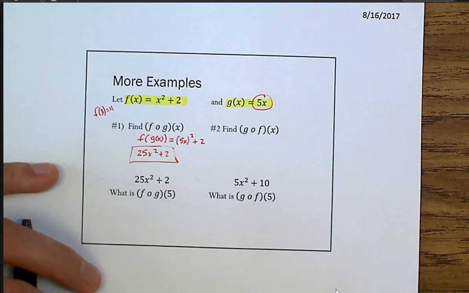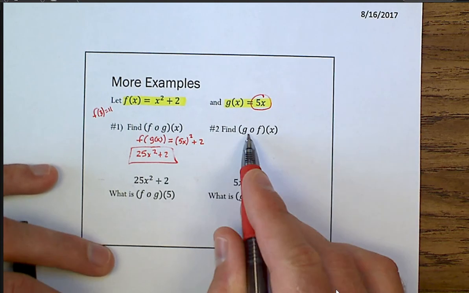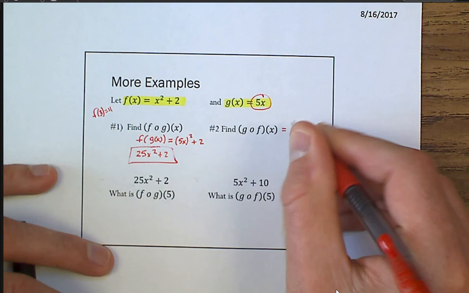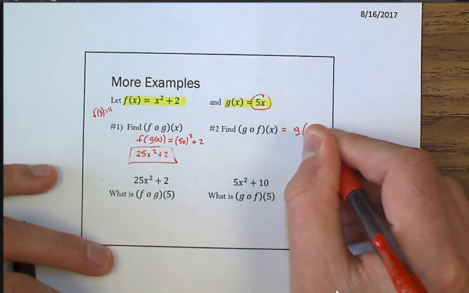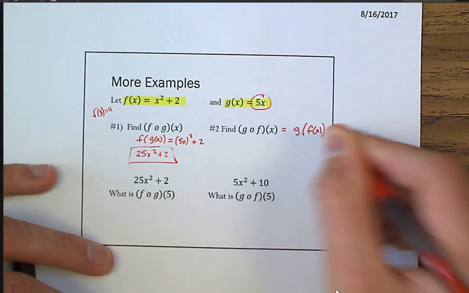Okay. Now number 2 says g of f of x, and again I would rewrite that as g of f of x. And again, I'm going to use that same logic.